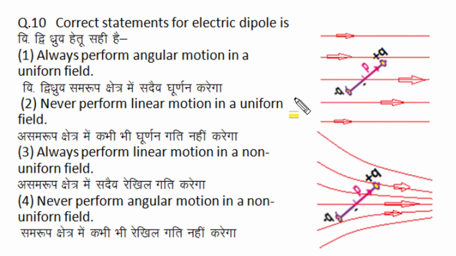We end this learning video with a very strong conceptual question: when an electric dipole is placed in a uniform electric field and a non-uniform electric field, we have to study its motion and find out the correct statement regarding the motion of the electric dipole. The first statement, always perform angular motion in a uniform field, is a partially correct statement. In fact, it is a wrong statement. The true statement is it can perform angular motion but not always.